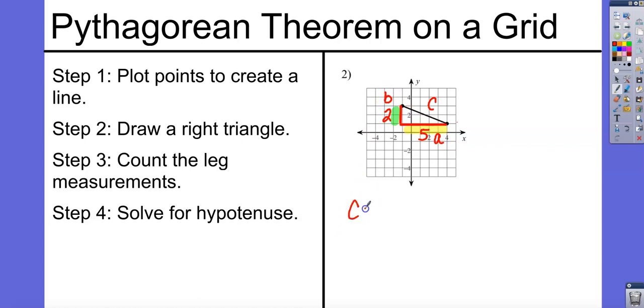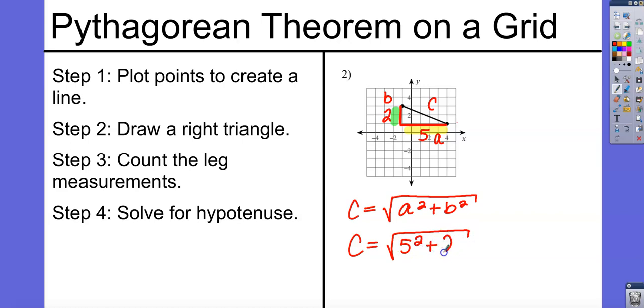Okay, so I use my C shortcut. You're always going to use the C shortcut for this. A squared plus B squared. C equals square root, the big number first, so 5 squared, plus the small number second, 2 squared. And then we take this and plug it into Desmos, just like we practiced in class.